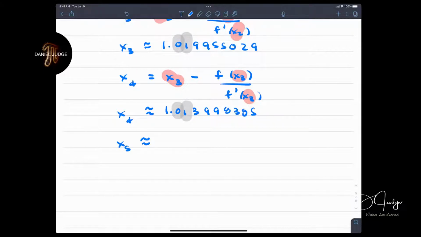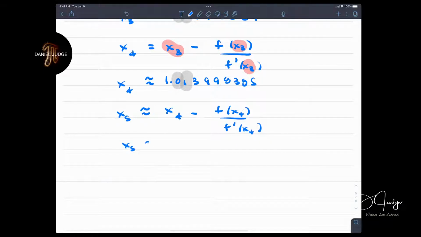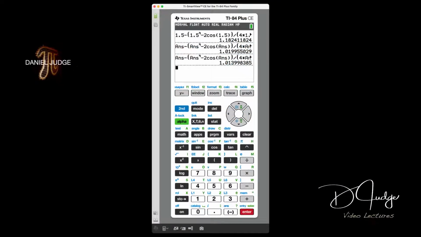And we're going to use the TI now. So remember, this will be x4 minus f of x4 divided by f prime of x4. We're going to approximate this here. So we're going to use the prior answer key. Second answer, minus parentheses, answer raised to the fourth power. Come out of there. Minus 2 cosine of that answer again. Let's close this. Divided by 4 answer.